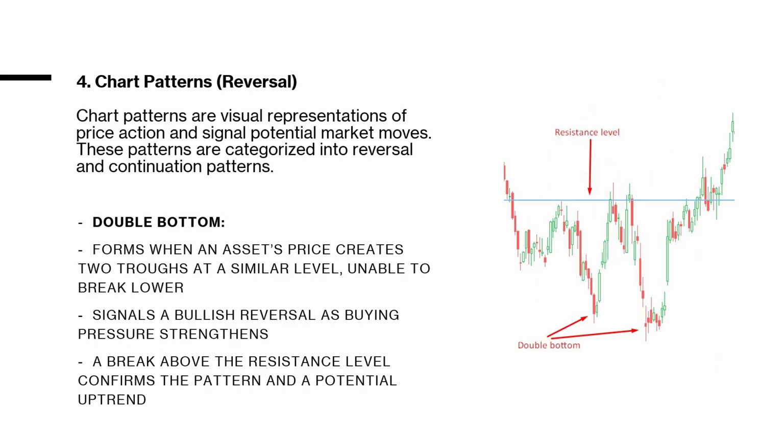Let's now look at the double bottom pattern, a classic bullish reversal pattern that signals the potential for an uptrend after a downtrend. The pattern forms when the asset's price creates two troughs at a similar level, unable to break lower. This indicates that selling pressure is weakening and buying pressure is starting to build. The resistance level, marked by the price peaks between the two troughs, becomes a key zone.